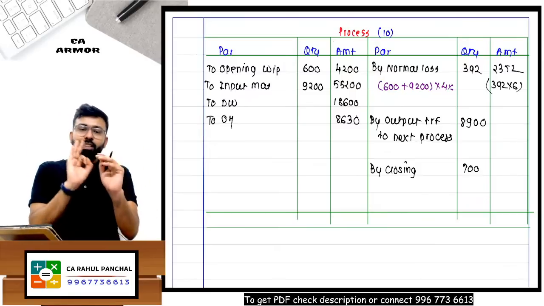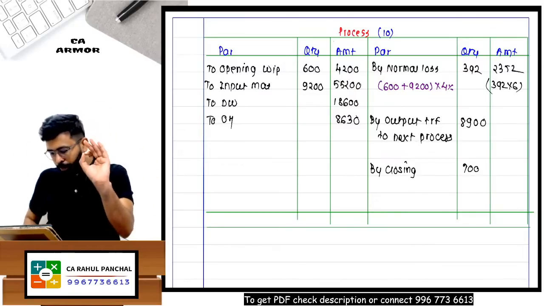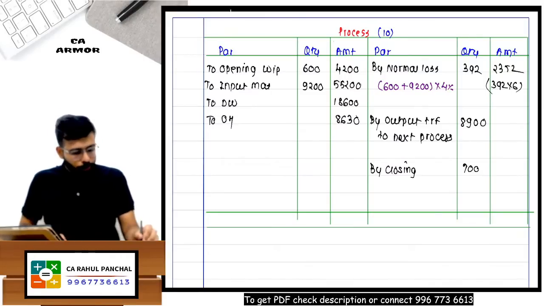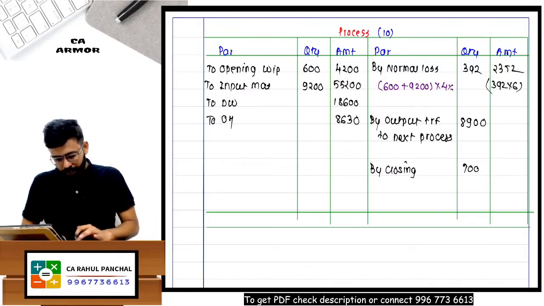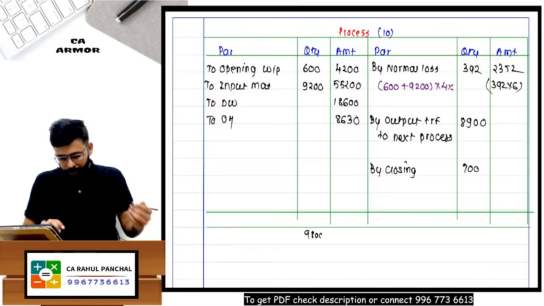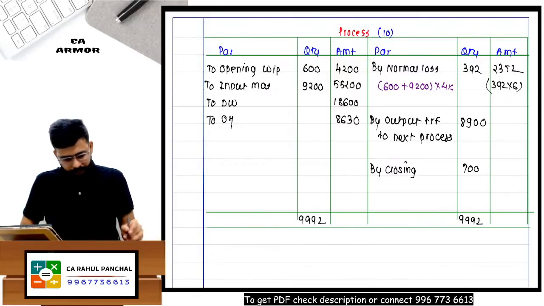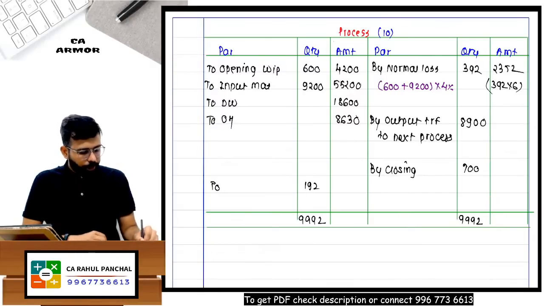Now, step number 2 is close the process account. Let us try to close the process account. Quantity column, only the quantity column. So 600 plus 9,200 is 9,800 on this side. Then here, 392 plus 8,900 plus 700 will be 9,992. Minus 9,800, there will be a difference of 192. So here it will be abnormal gain.